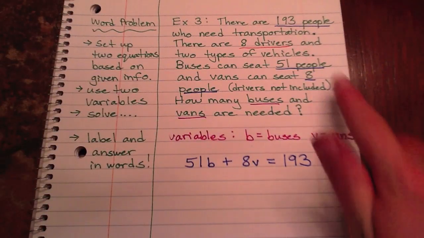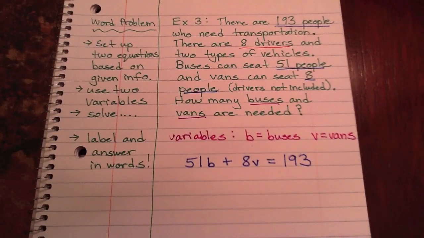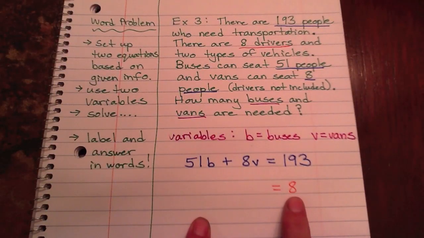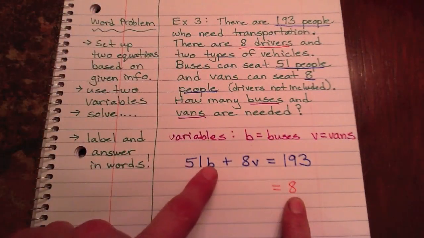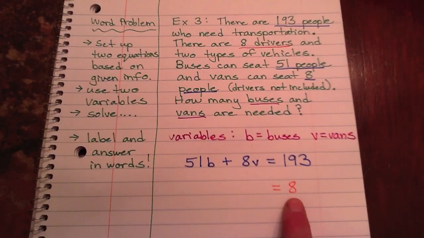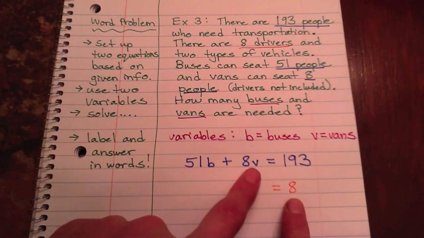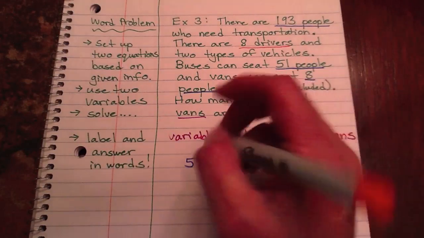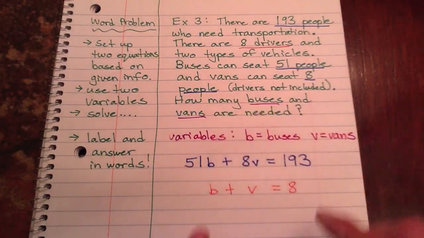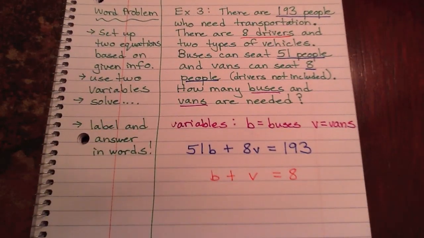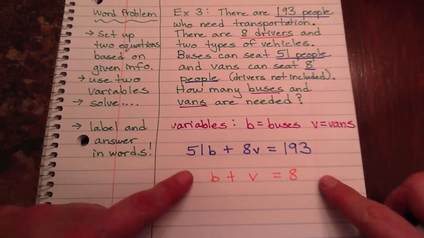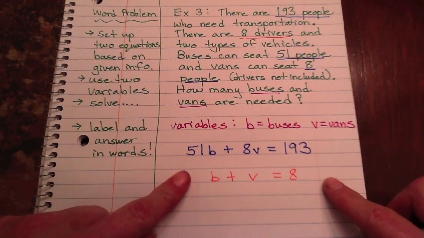The other equation is based on my drivers. Because I only have 8 drivers, that means the total number of vehicles can only be 8 because I only have 8 people to drive them. This has nothing to do with how many people are on a bus or how many people are on a van. It just has to do with our number of buses and vans can only equal 8. So my buses plus my vans can equal 8 because I had 8 drivers. There's my 2 equations based on my 2 sets of information.